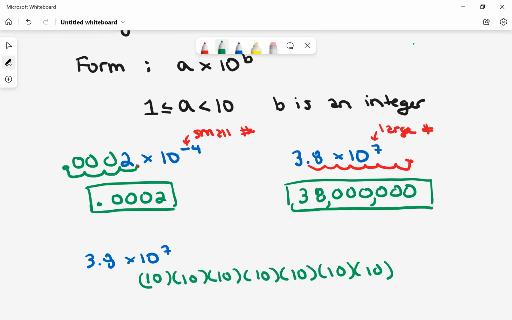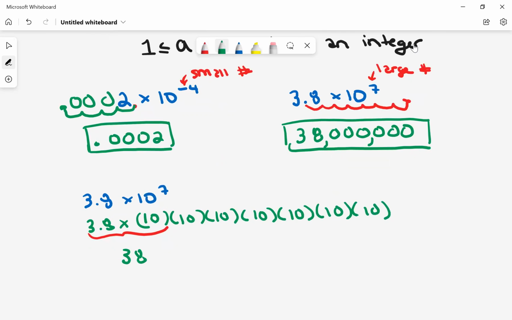The first 10, you might remember, moves our decimal literally one place. So I have 38. Then every 10 after basically just adds a 0. So 0 for the first 10, 0 for the second, 4 more zeros. So that's how multiplying by 10 works. And that's why this is giving us a large number, because we're multiplying by tens over and over again, and we're just adding zeros or moving decimals.